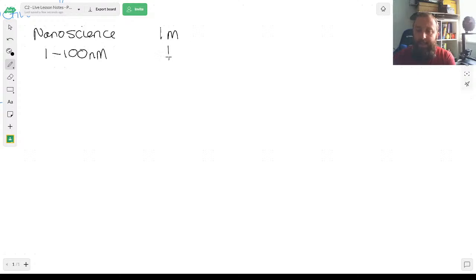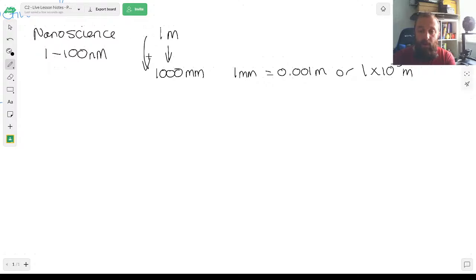We know that a meter is made up of 1,000 millimeters. So 1 millimeter equals, and the better way of writing this, and you must get into the practice of putting this in standard form, equals that. These are all the same way of showing 1 millimeter. In order to go from a meter to a millimeter, we divide by 1,000. So working our way down, we're going to divide by 1,000.